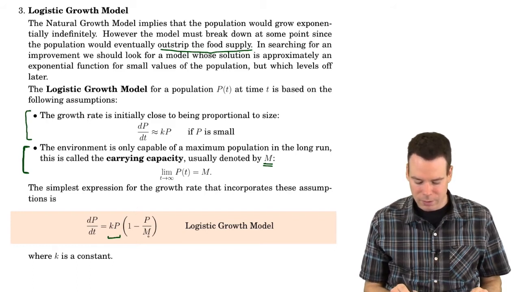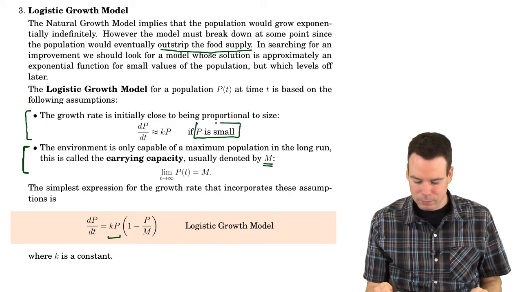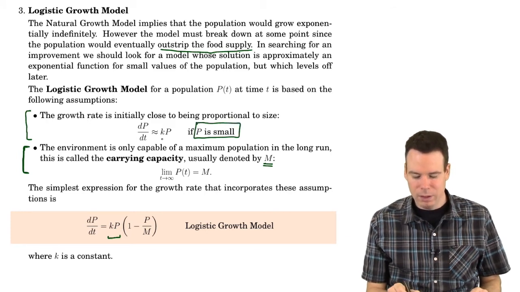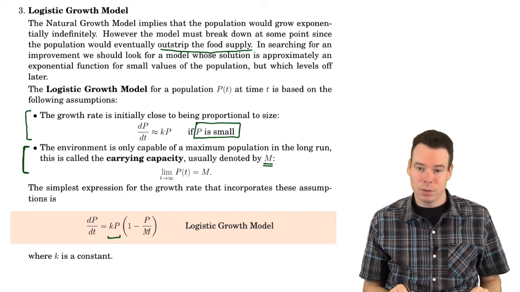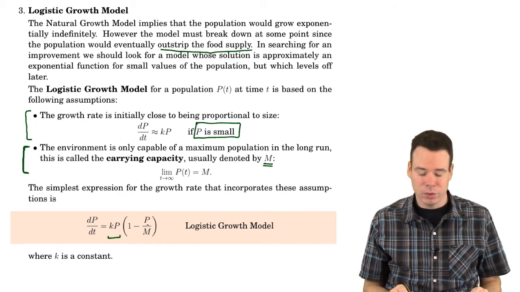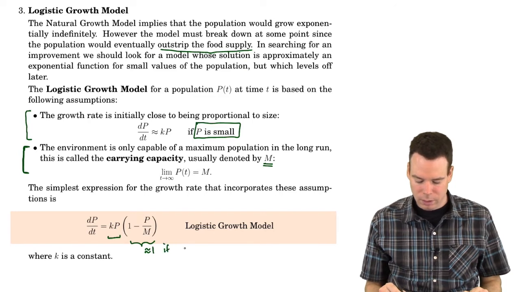So why is it of the form 1 minus P over M? Well, the idea is if P is small, we would like dP/dt to be roughly kP. If P is small, then P over M is small, really small, close to 0. So 1 minus P over M, that's really small. So this is roughly 1. So dP/dt is roughly just kP. So this thing is approximately 1 if P is small.